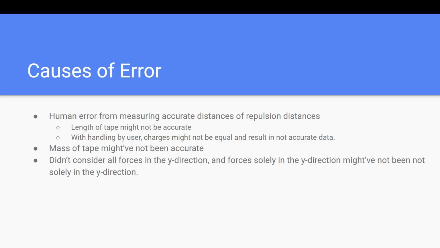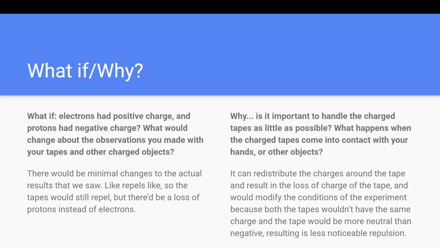With handling by the user, charges might not be equal and result in non-accurate data. The mass of the tape might not have been accurate, and as well, if the metric was wrong, and we didn't consider all forces in the y direction. Forces might not have been solely in the y direction, which was described earlier. Our what-if question was that there would be minimal changes to the actual results, like we saw; the tapes would still repel, but there would be a loss of protons instead of electrons.